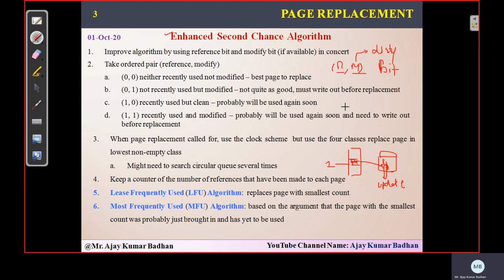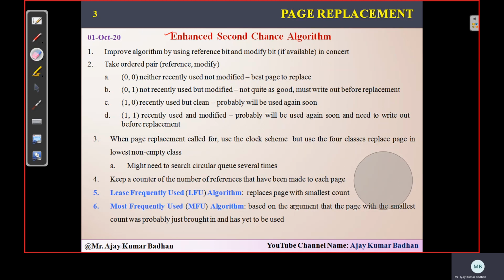The reference bit is used to identify whether that particular page is accessed or not. So here, first we try to find out whether that particular page is accessed or not. If it is accessed, did we do any modification to that particular page? That we determine using this pair.